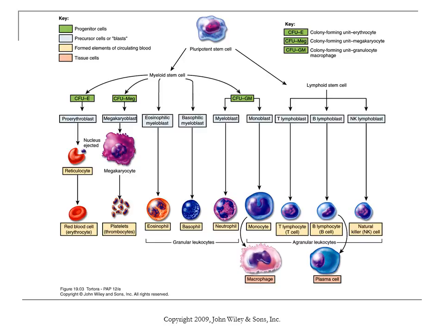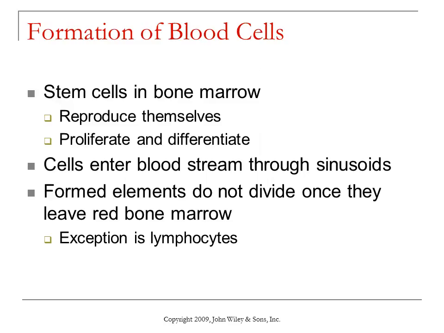So this is a chart showing us the general formation of all the blood cells, and the process is called hemopoiesis, which is blood cell formation. The stem cells in the bone marrow also reproduce themselves, proliferate and differentiate, and the cells that differentiate from them enter the bloodstream through sinusoids. Formed elements do not divide once they leave the red bone marrow, except the lymphocytes, which migrate into the tissue to form their types of cells.